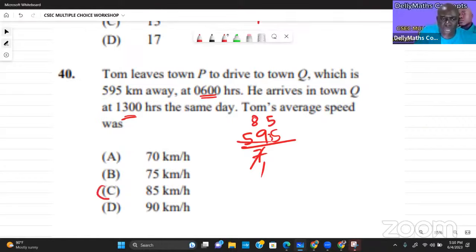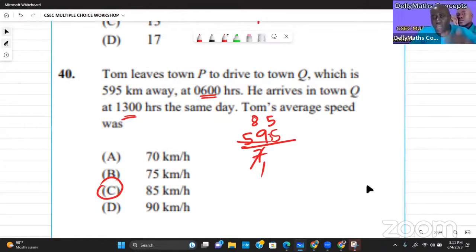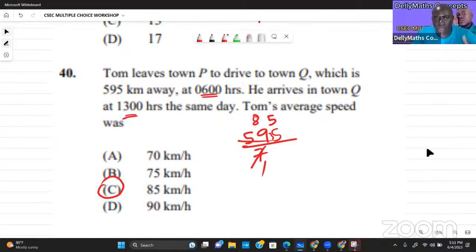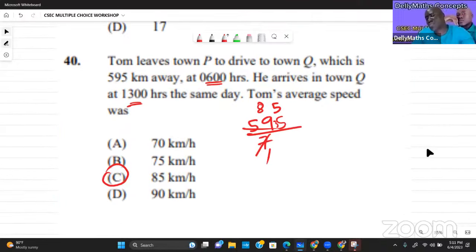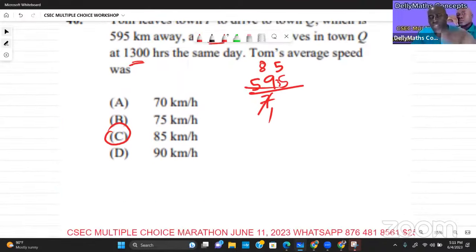So this is a straightforward working out of your ideas. You make sure that your times table is on, and you're not making any error. All right, so it's 595 divided by 7. How did you get 7? Take the 6 from the 13 and you get the difference, the time.